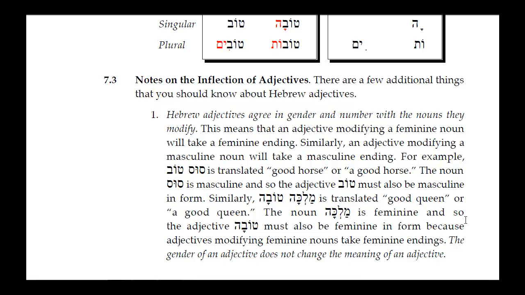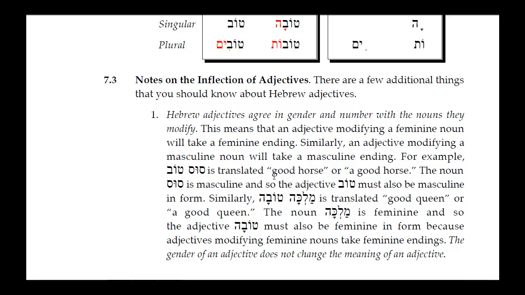For example, when we want to say a good horse, we would say sus tov, translated good horse or a good horse. This is indefinite since it doesn't have a definite article in it, and we'll get into that in a little while, to show how we can have definite articles added to both the noun and the adjective here.